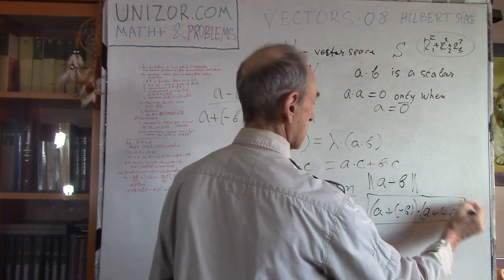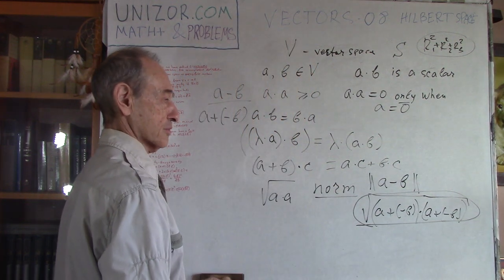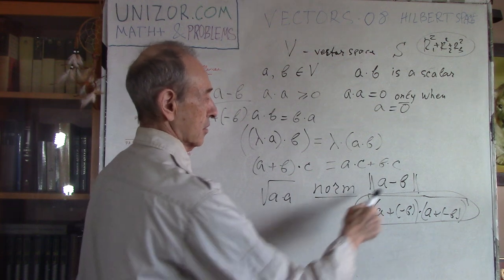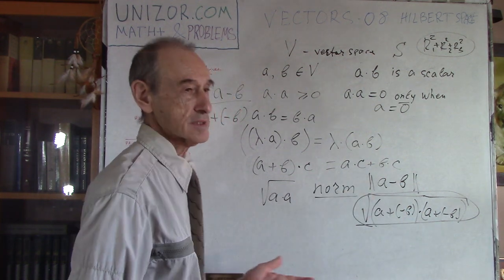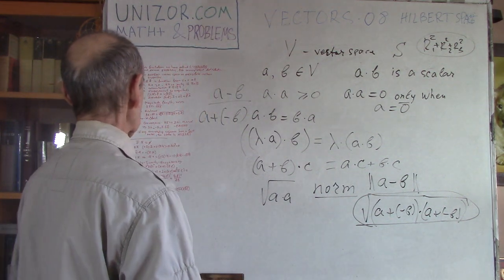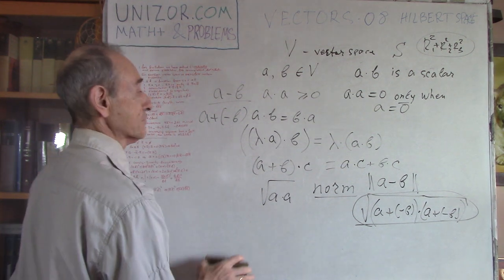So this is a correct, basically, expression for the difference or distance between two vectors, but this is basically kind of easier and more understandable, obviously. Okay, what else? Basically, the major part is finished.